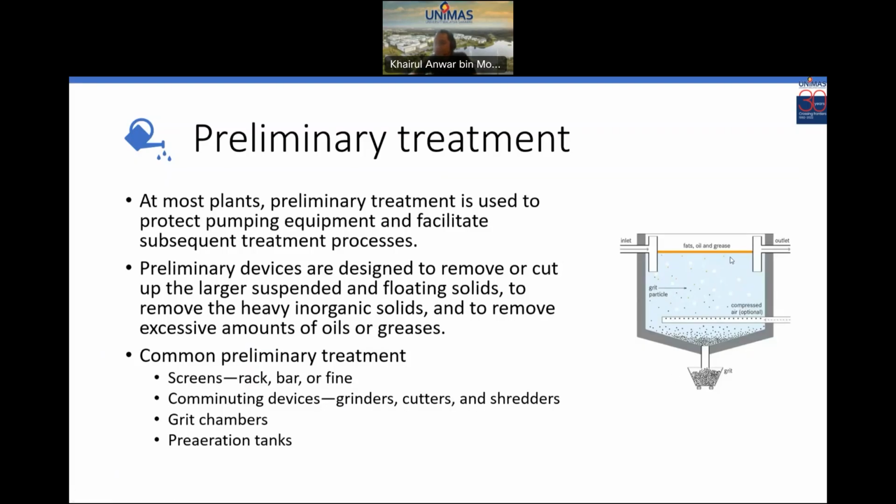For preliminary treatment, at most, it is used to protect pumping equipment and facilitate subsequent treatment processes. Preliminary devices are designed to remove or cut up the larger suspended and floating solids, to remove the heavy inorganic solids, and to remove excessive amounts of oil or grease. Common preliminary treatment is screens, normally using rag, bar, or fine screens, comminuting devices such as grinders, cutters, and shredders, grit chambers, and pre-aeration tanks.